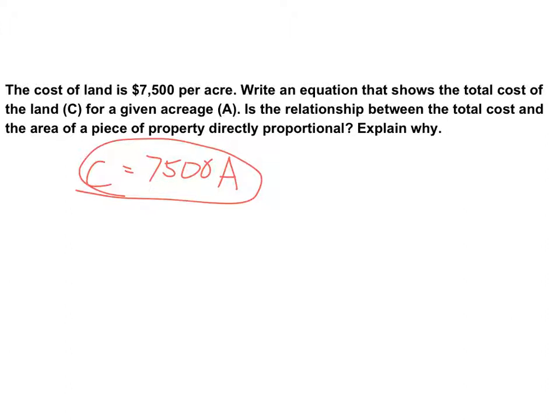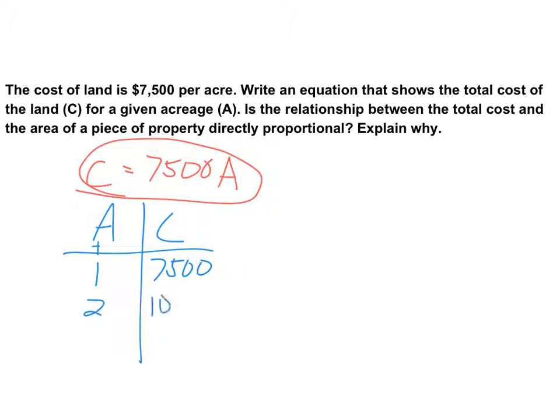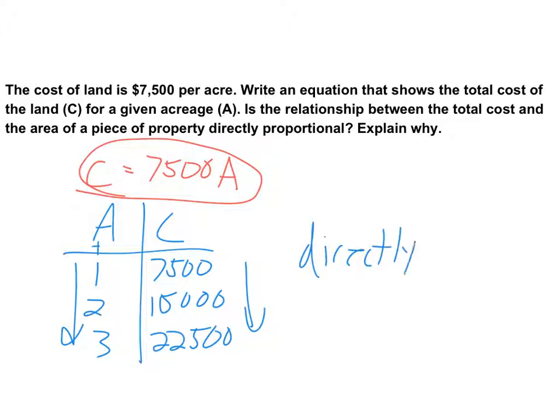They want to know if the relationship between the total cost and the area of a piece of property is directly proportional. So, area and cost. If it's directly proportional, that means that as A goes up, C also goes up. If I buy 1 acre, that's going to cost me $7,500, because if I plug 1 in for A, I'd get $7,500. If I bought 2 acres, that would cost me $15,000. If I bought 3 acres, that would cost me $22,500. So as you can see, as A goes up, so does C. It is directly proportional.